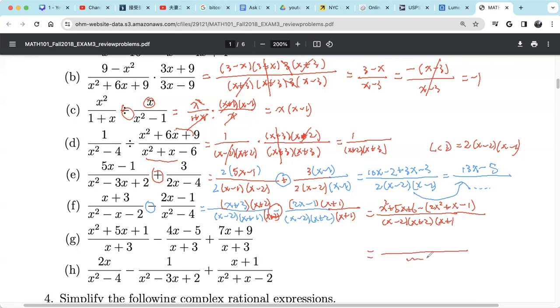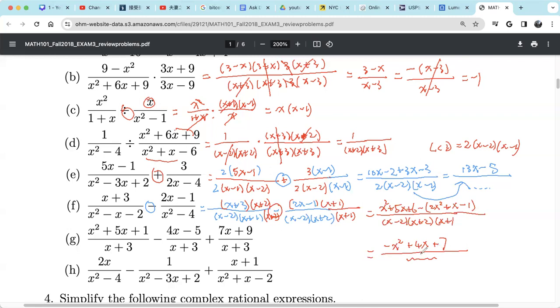Now the denominator, okay, same denominator. x squared minus 2x squared is negative x squared. 5x minus x, that's 4x. 6 minus negative 1 becomes 6 plus 1, which is 7.